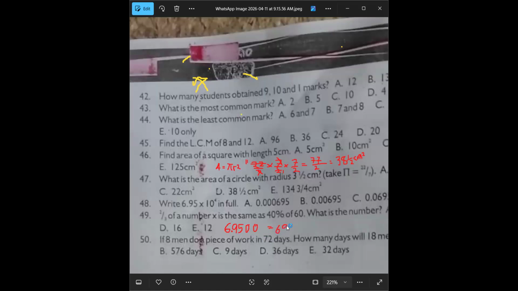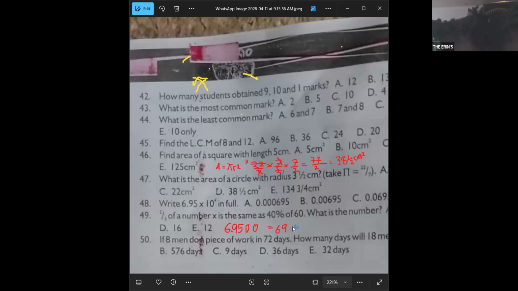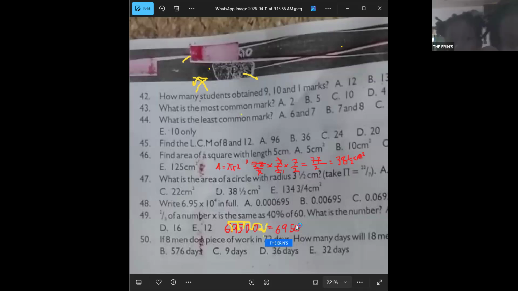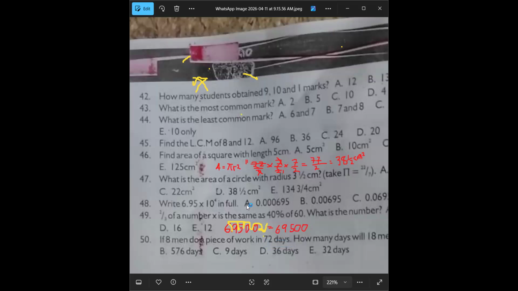So that's 69,500, right? Yes, sir. Okay, I agree with you. All right, let me ask you my own question. Are you ready for my own question? Yes, sir. My own question is this. What if that 10 raised to power 4 were 10 raised to power minus 4 or negative 4?